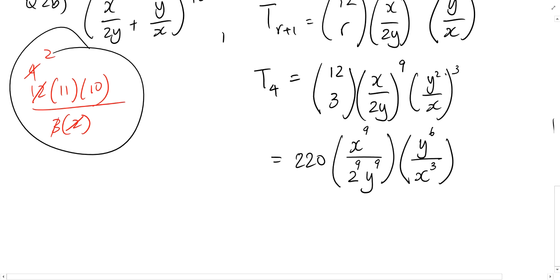Now we cancel. Okay, so let's cancel what we can. X to the power 9 with x to the power 3. What is left? X to the power 6. Y to the power 6, y to the power 9. Cancel, what are we left with? Y to the power 3. 220 divided by 2 to the power 9. So I need to use a calculator. So that is 55 over 128, x to the power of 6 divided by y to the power 3. This is the answer? Yeah, okay, that's it.